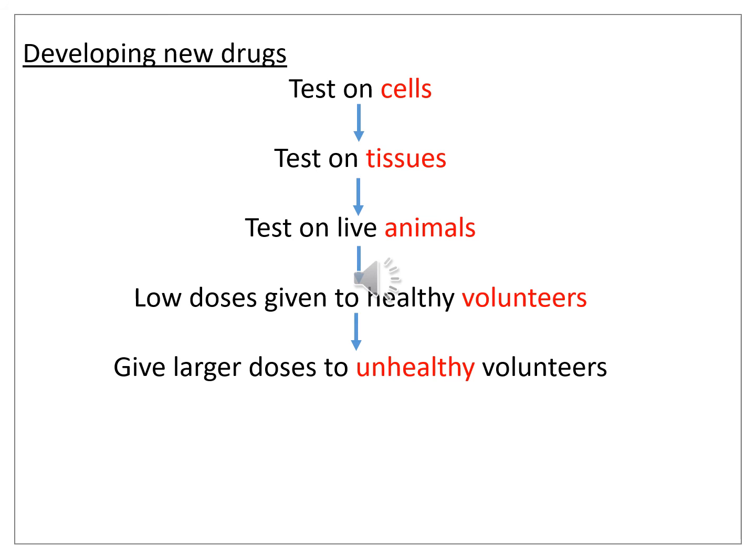When drugs are tested, they go through 2 different stages, preclinical and clinical. Clinical means human trials, so preclinical means before human trials. The order is test on cells, test on tissues, test on live animals, low doses given to healthy volunteers, low doses to unhealthy volunteers, then large doses to unhealthy volunteers. Remember, all throughout these tests, patients and doctors will be monitoring efficacy, dosage, and toxicity.